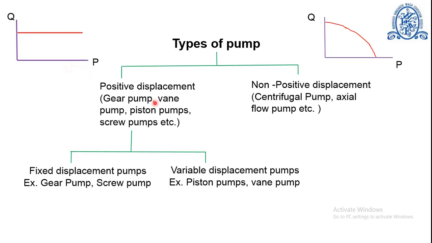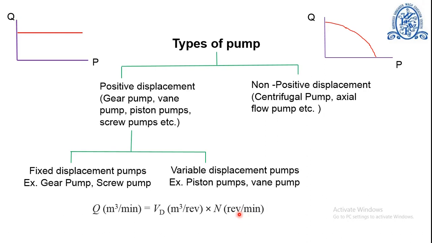The positive displacement pumps are further classified as fixed displacement pumps, for example, gear pump and screw pump, and variable displacement pumps, for example, piston pumps or vane pumps. The term displacement here refers to the pump delivery per revolution. The pump flow rate in meter cube per minute can thus be obtained as a product of pump displacement and rotational speed of pump in revolution per minute.